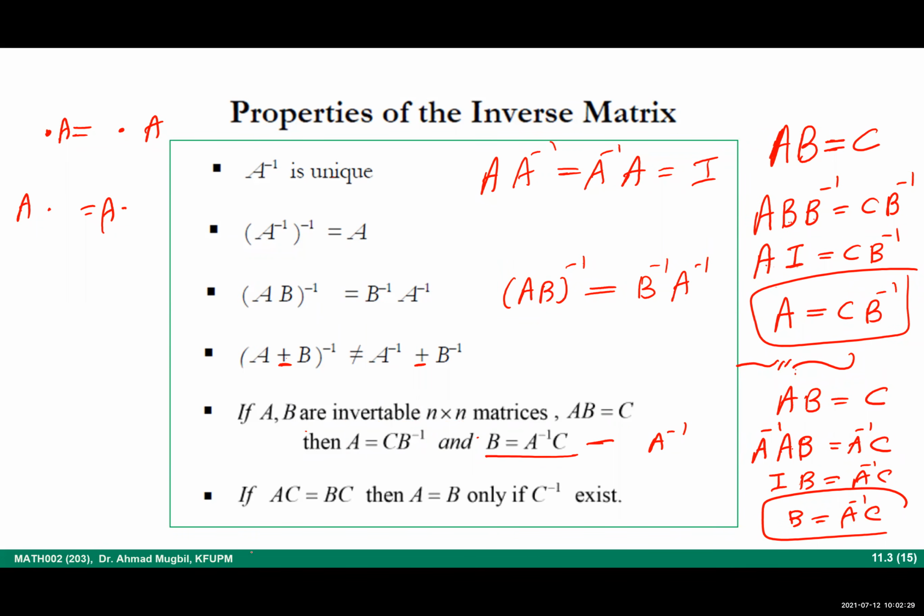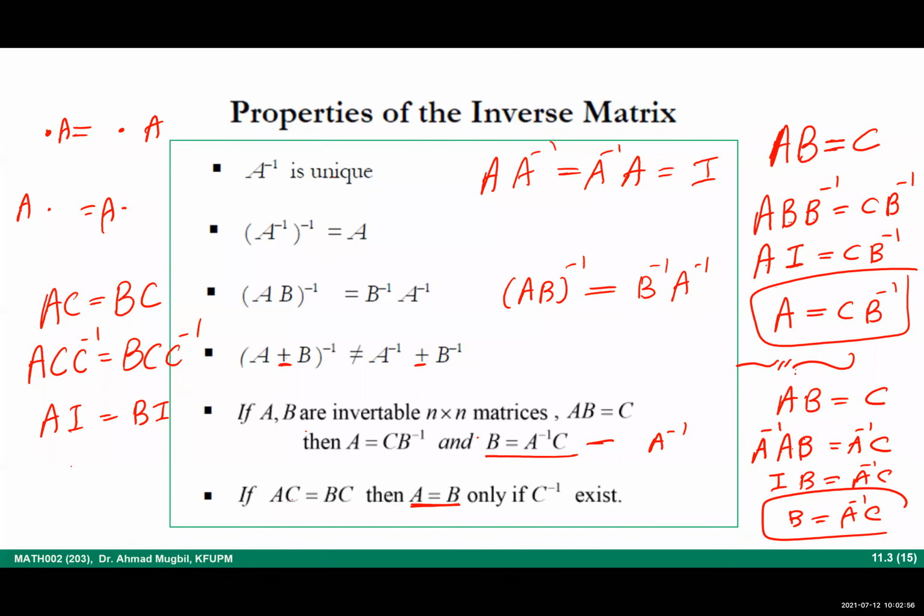The last one, I have mentioned it in the previous class, by the way. Do you remember the old exams that we have solved? When AC equals BC, then A equals B if C is invertible. If it is invertible, it has an inverse. How do we do that? You have AC equals BC. We will multiply by C inverse, from where? From the right. Then you will have A times I equals B times I. This is A equals B.